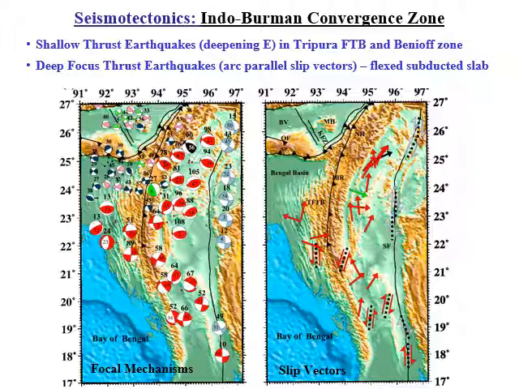So we will look at these earthquakes by taking several cross sections from north to south and then plotting the depth to the deepest earthquakes to see how the seismogenic layer is flexed underneath the Indo-Burman convergence zone.